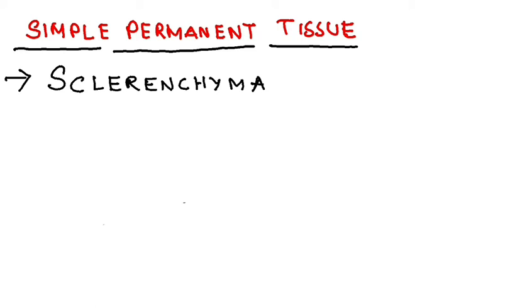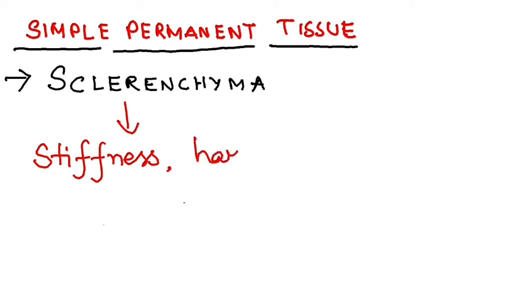The third kind of simple permanent tissue is sclerenchyma. I have already written spelling over here. Now what does sclerenchyma do? It provides stiffness to the plant and it makes the plant hard. The hardness or the stiffness is because of sclerenchyma. So since it provides stiffness and hardness, is it living or dead? Of course, you can understand this must be dead tissue. All right. Now, where do you get these things?